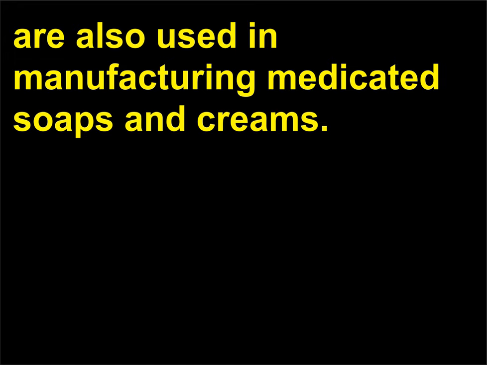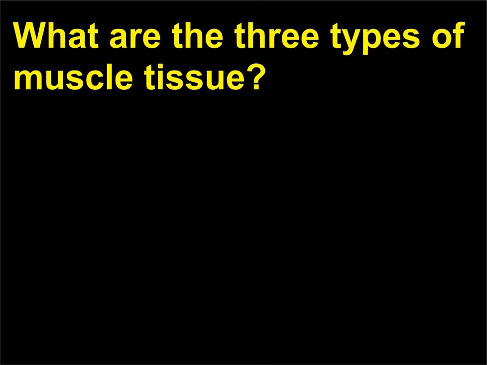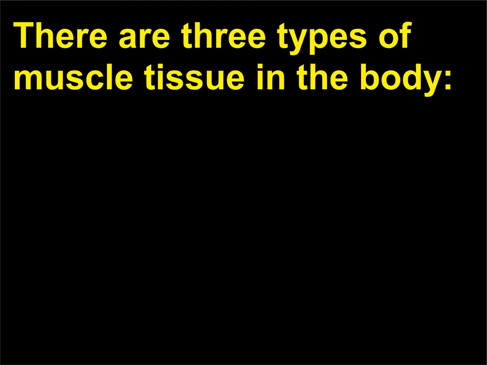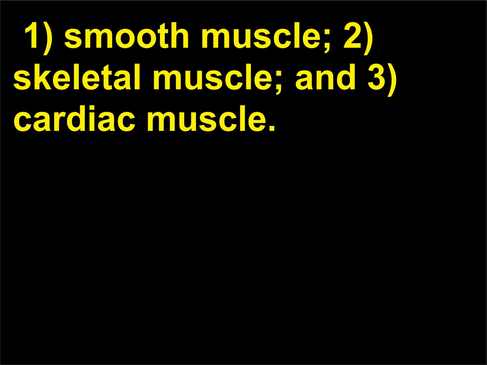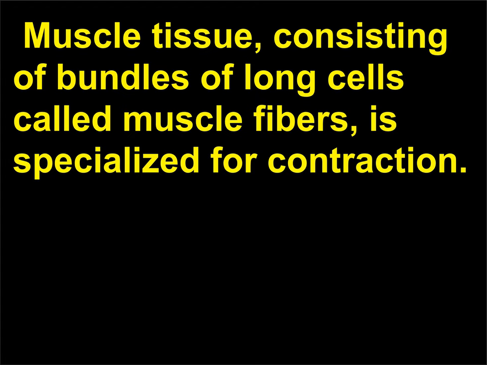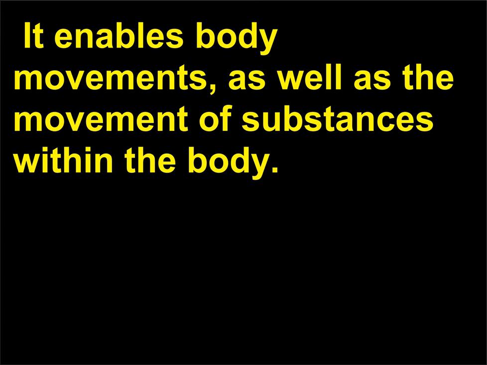What are the three types of muscle tissue? There are three types of muscle tissue in the body: 1. Smooth muscle, 2. Skeletal muscle, and 3. Cardiac muscle. Muscle tissue, consisting of bundles of long cells called muscle fibers, is specialized for contraction. It enables body movements, as well as the movement of substances within the body.